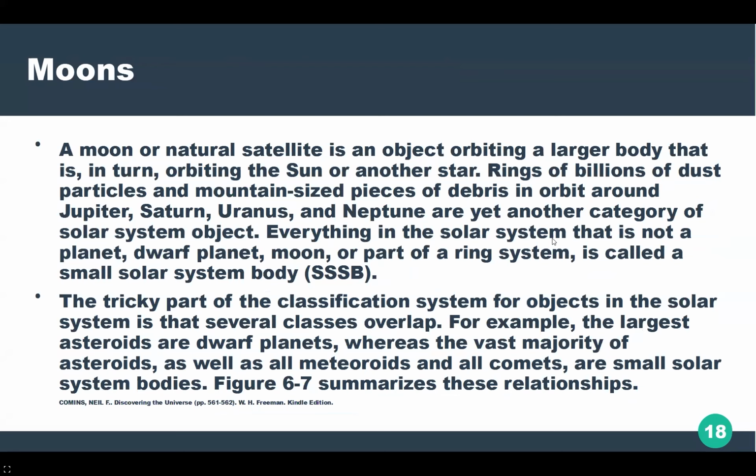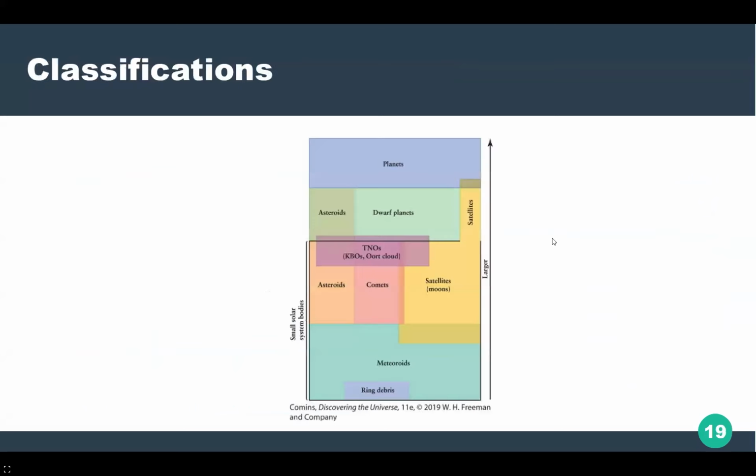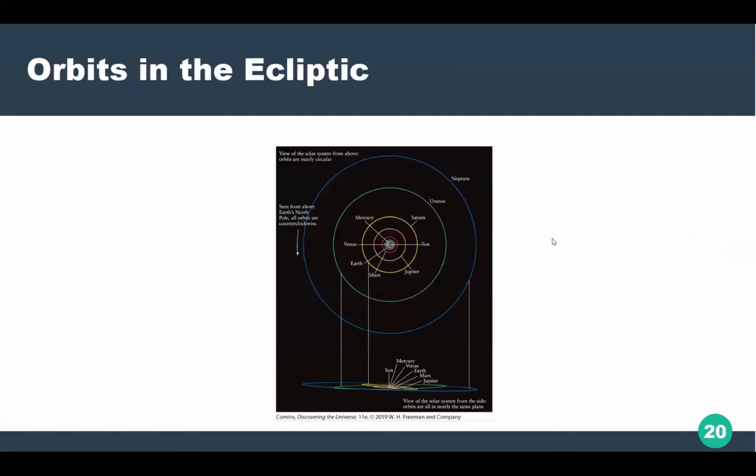The tricky part of the classification system for objects in the solar system is that several classes overlap. For example, the largest asteroids are dwarf planets, whereas the vast majority of asteroids, as well as all meteoroids and all comets, are small solar system bodies. These classifications are laid out in this diagram. It is also worth noting that most of these planets are within a few degrees of the ecliptic and also have fairly circular orbits rather than more eccentric elliptical orbits.